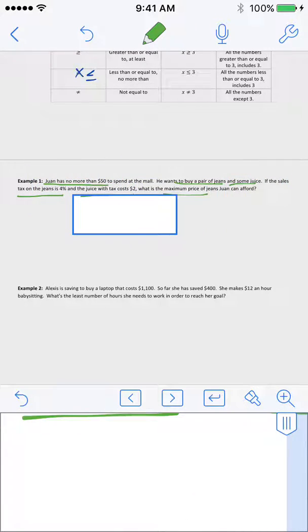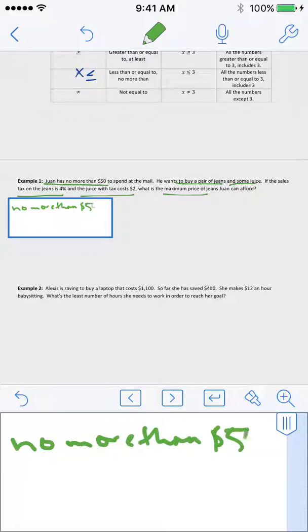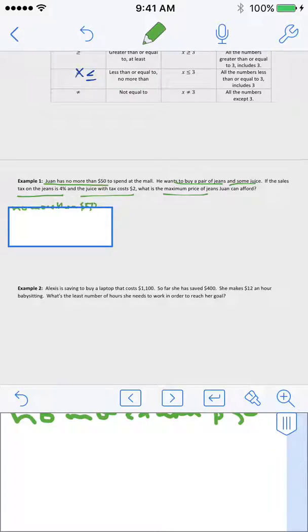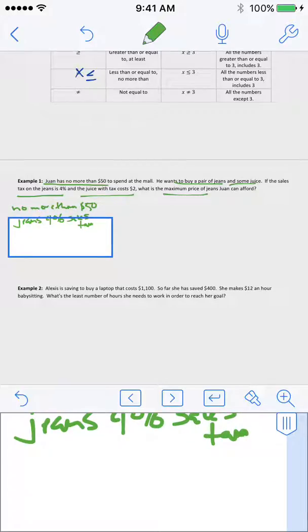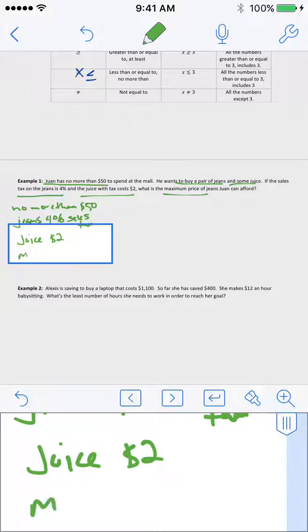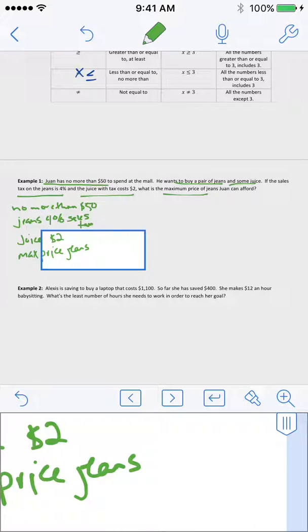Okay, so I took that and I underlined some important pieces, right? By now, that should be pretty routine with us. Alright, he's got no more than $50. Jeans have a 4% sales tax. He also wants to buy juice. It costs $2. And he needs to know the maximum price for the jeans. Since that is the only thing we don't know, we're going to make that equal to x. So that's going to be our x.